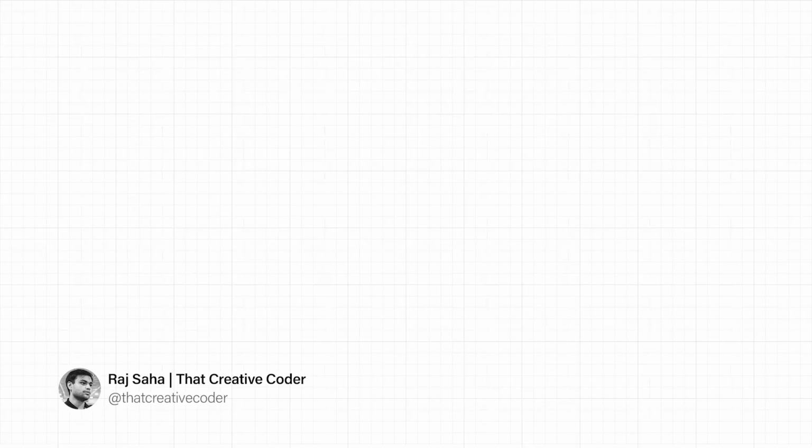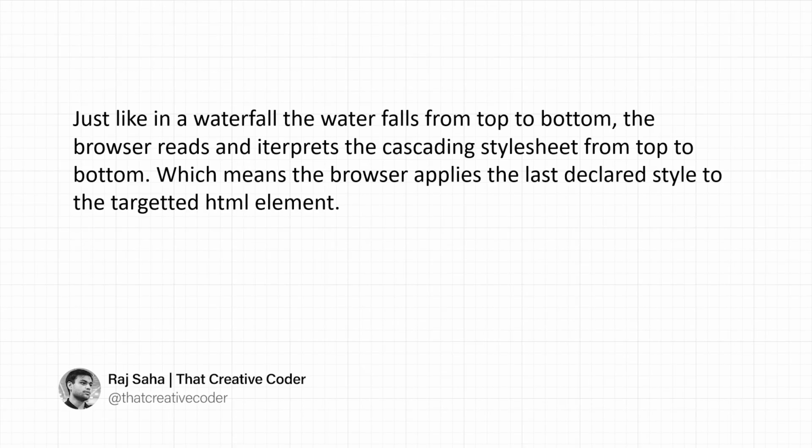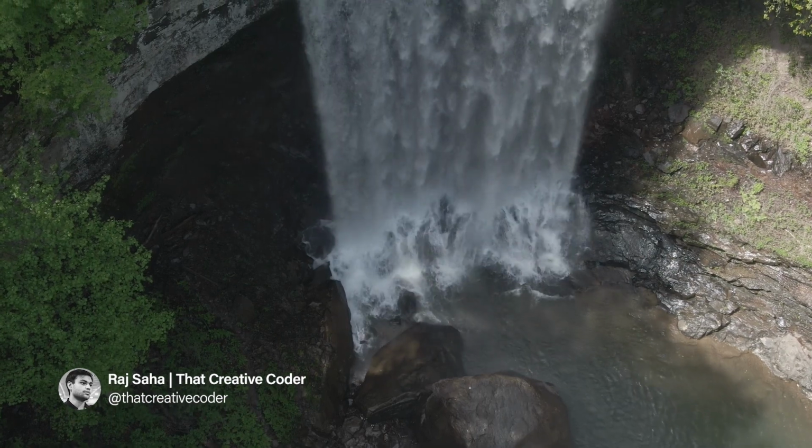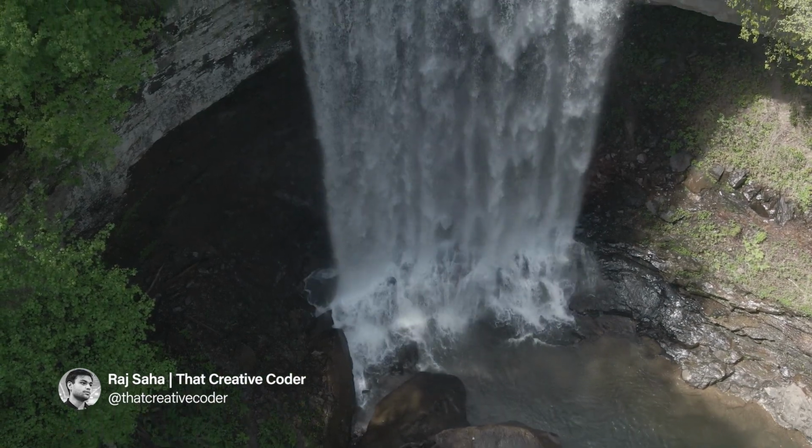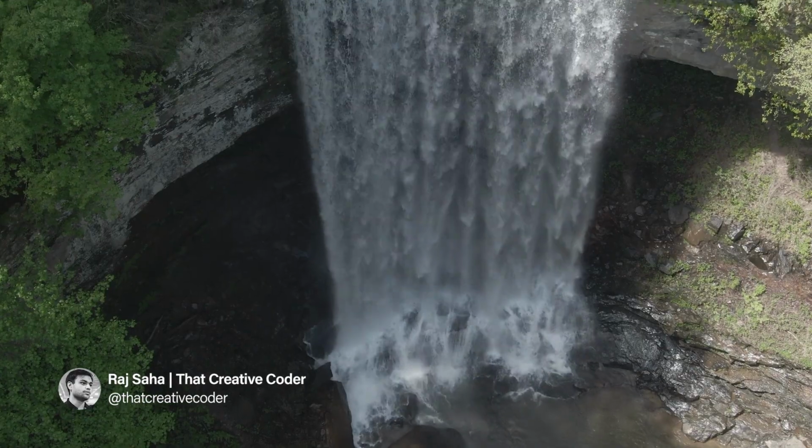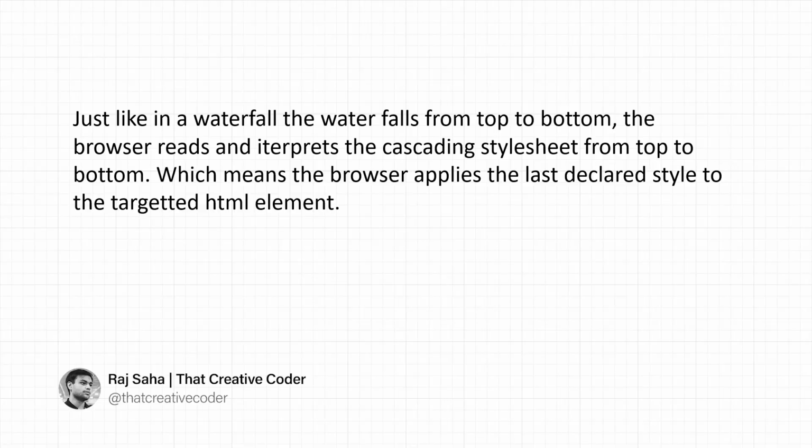Well, just like water falls from top to bottom in a waterfall, similarly, the browser reads and interprets the CSS, or the cascading style sheet, from top to bottom. So first the browser starts reading from the top, and it analyzes step by step. It analyzes the entire document from top to bottom, and it applies the last style that we have declared in the style sheet, right? You will understand this more when we take an example, right?